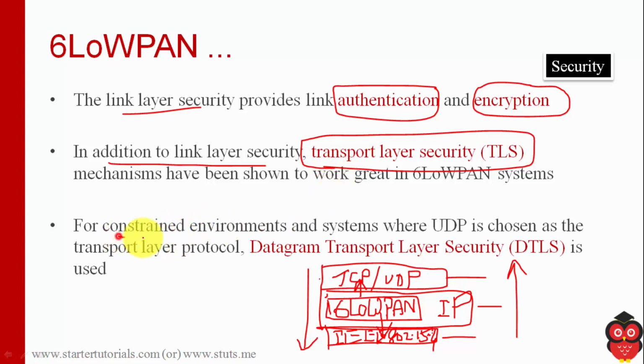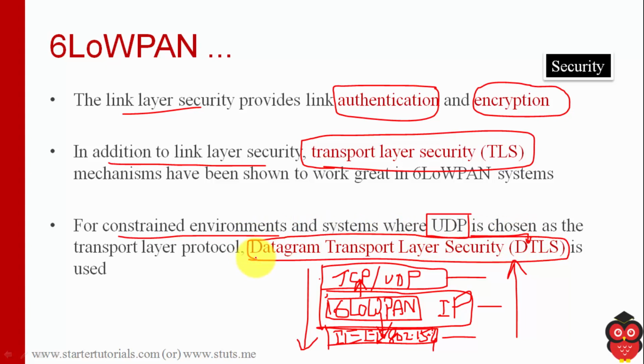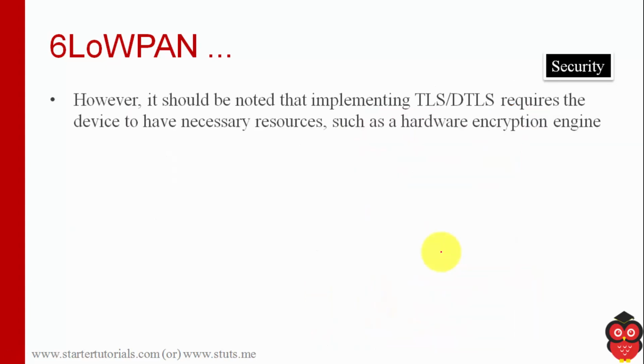Okay, and for resource constrained devices, the transport layer protocol that will be used is UDP, and for this protocol there is another security mechanism called datagram transport layer security, DTLS. So for TCP it is TLS, transport layer security. For UDP it is DTLS, datagram transport layer security. So from that 6LoWPAN will have its security.